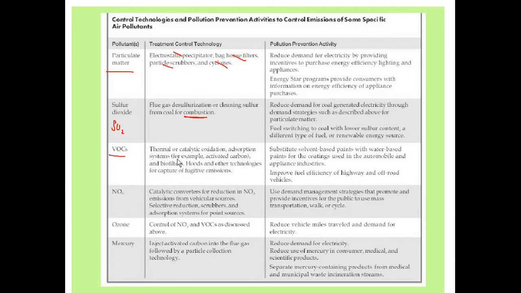For VOC, thermal or catalytic oxidation, adsorption, and biofilter can be used to remove the VOC. For nitrogen oxides, a catalytic converter for vehicle emissions, such as selective catalytic reduction. They can also use scrubbers and adsorption systems. Ozone is similar to NOx and VOC. For mercury, activated carbon injection followed by particle collection technology. So these are the technologies that can be used to control or remove air pollution.